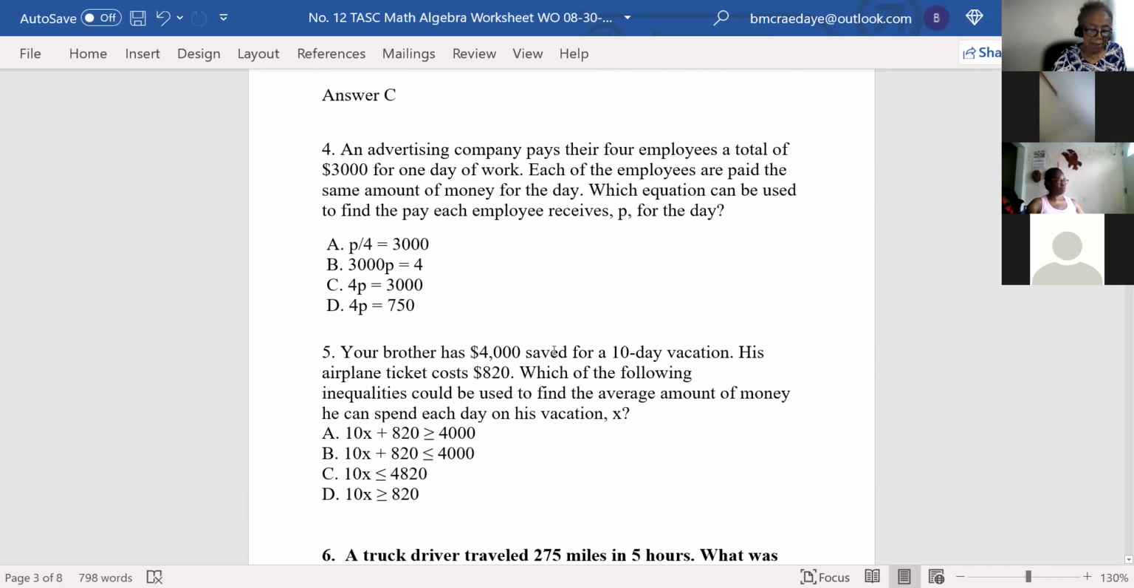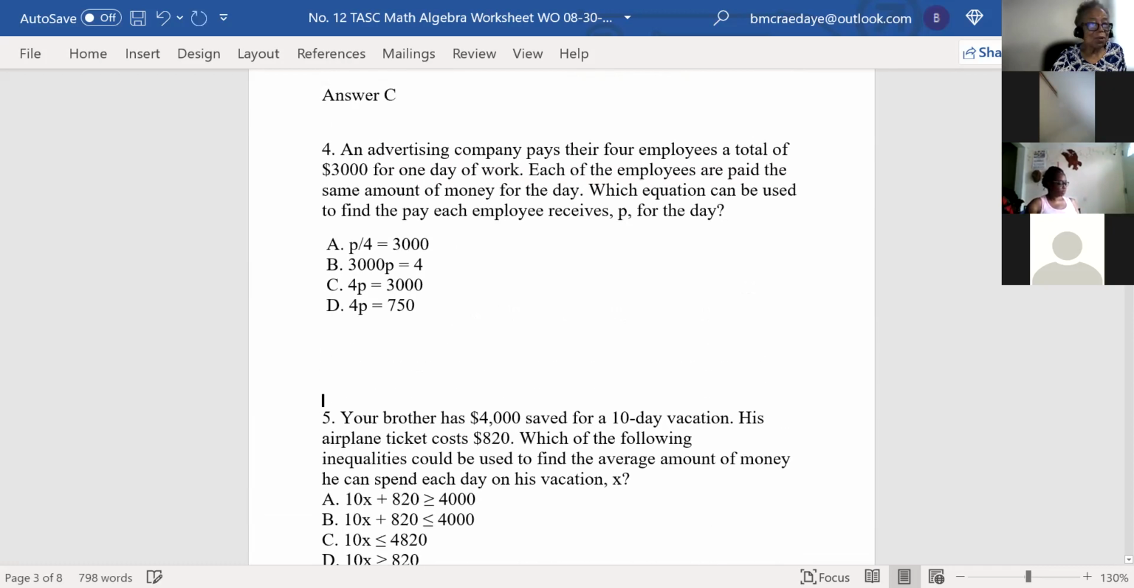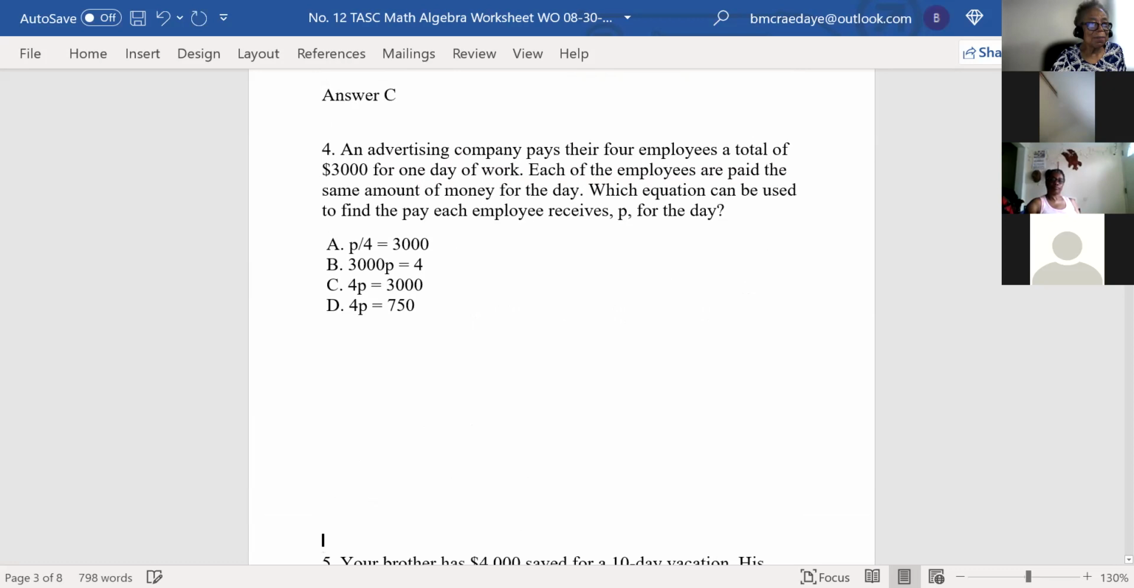Okay. Vanessa, read number 4. Tell me how you would solve it. An advertising company pays their 4 employees a total of $3,000 for 1 day of work. Each of the employees is paid the same amount of money for the day. Which equation can be used to find the pay each employee receives, P, for the day?